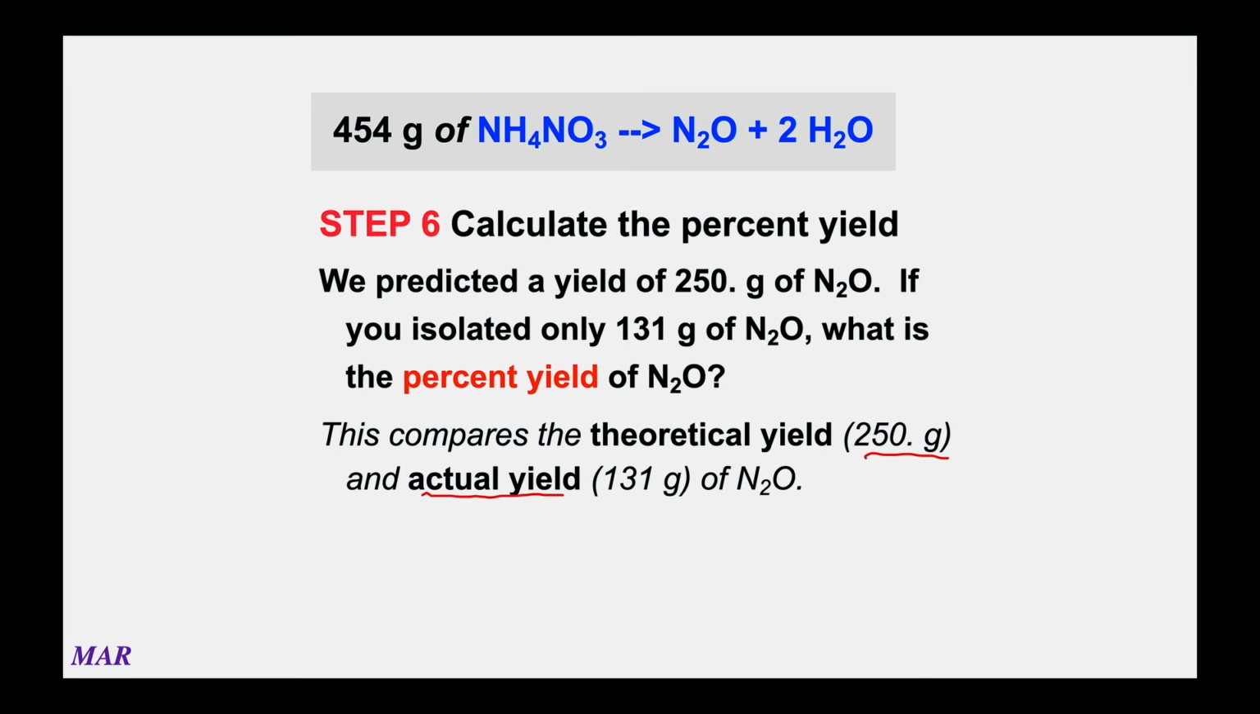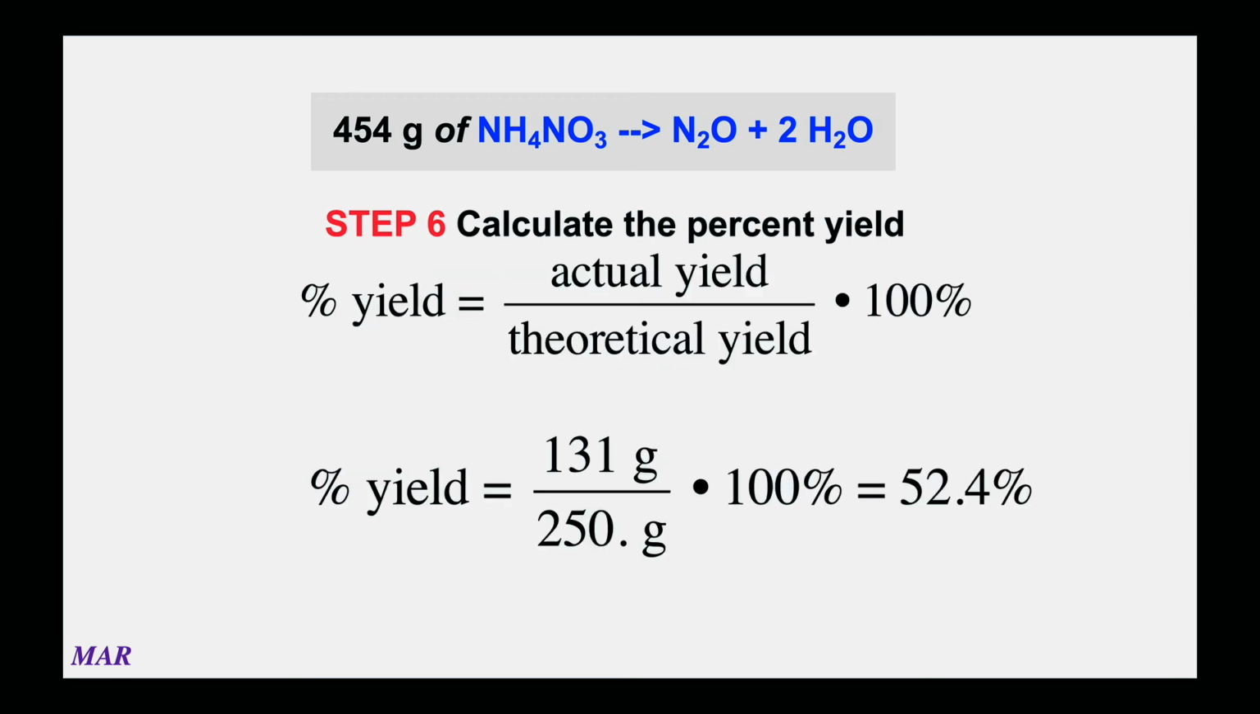So percent yield is something that chemists use a lot to figure out how effective your method of making N2O is, all right? And the percent yield just compares the actual yield to the theoretical yield. And it's a percentage, so it's usually less than 100%. Percent yield is equal to actual yield divided by theoretical yield times 100%.